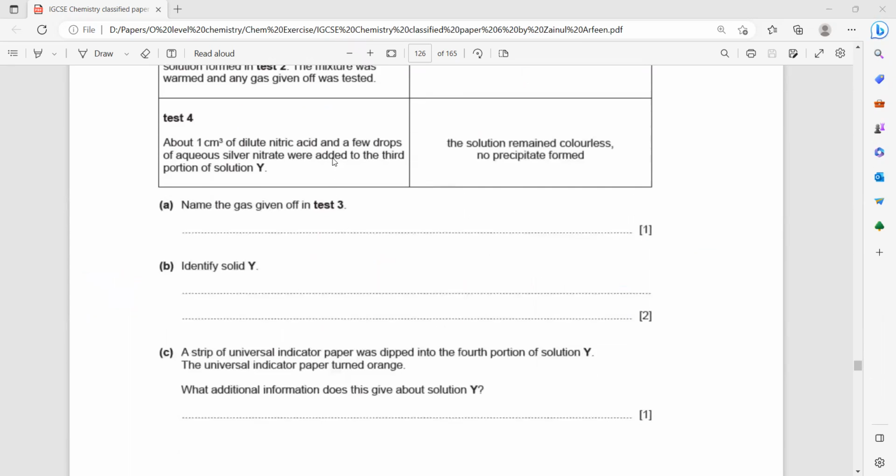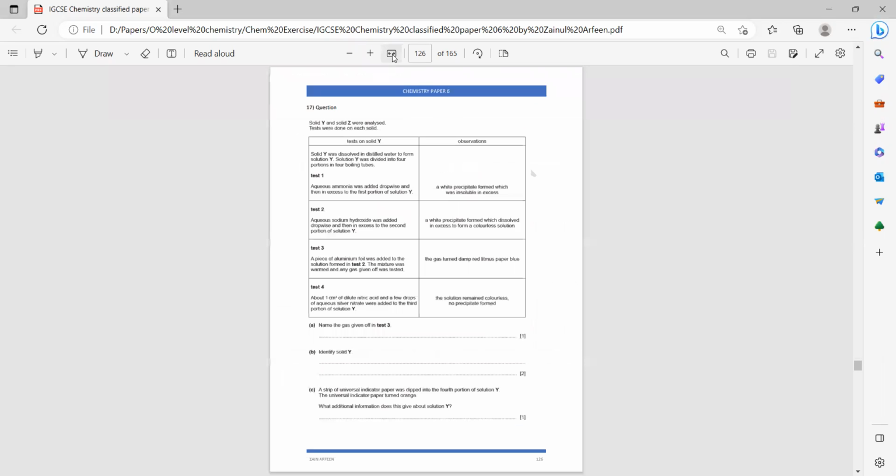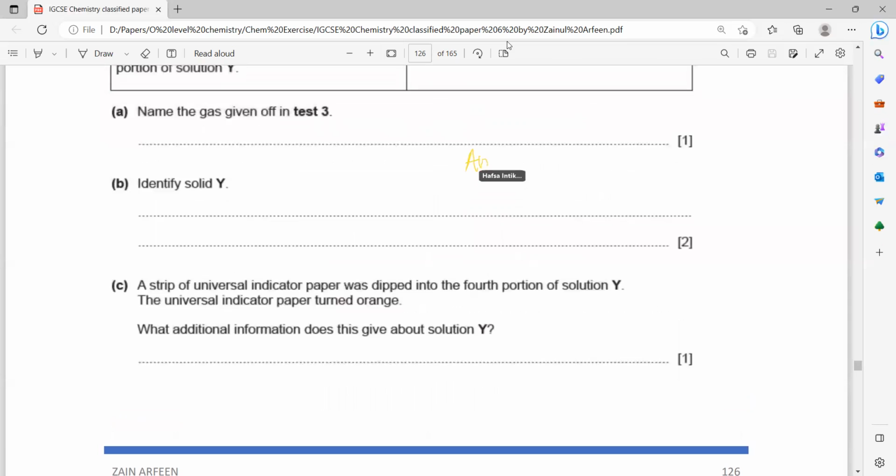Name the gas given off in test 3. So which gas is given off in test 3? That is ammonia. Identify solid Y. What is solid Y? From one test, we identify it is aluminum. From another, we identify it's nitrate. So it is aluminum nitrate.